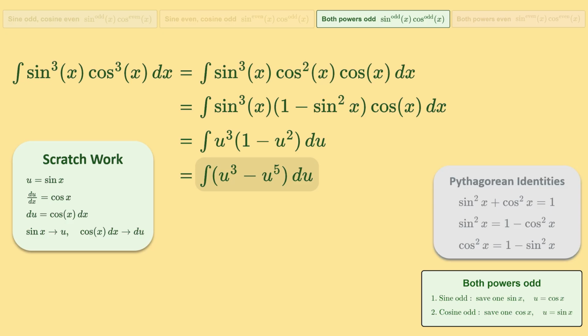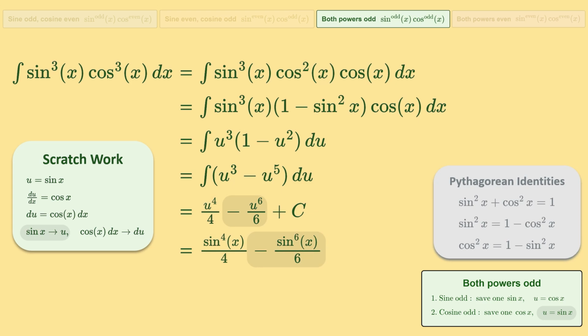Integrating with the power rule, we get u to the 4th over 4 minus u to the 6 over 6 plus c. Substitute sine of x back in for u, and we get sine to the 4th power of x over 4 minus sine to the 6th power of x over 6 plus c. So when both powers are odd, just pick one of the odd powers to save a single trig factor from, convert the rest using the Pythagorean identity, and use u substitution.